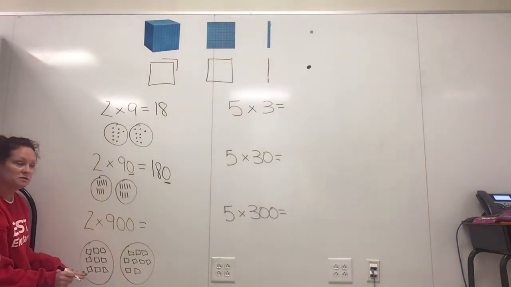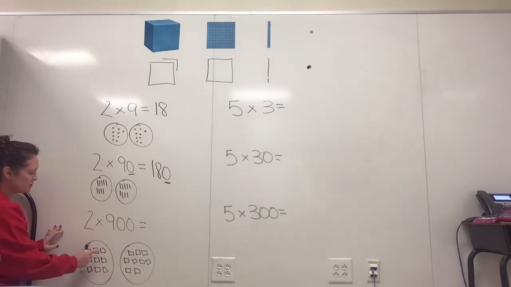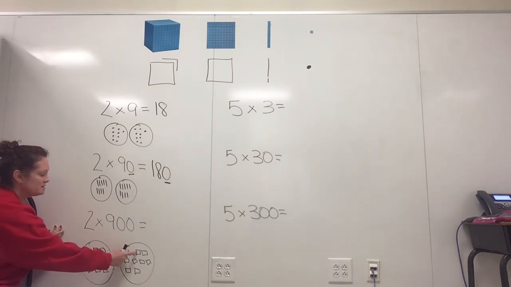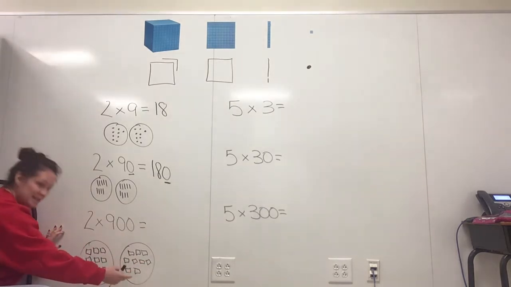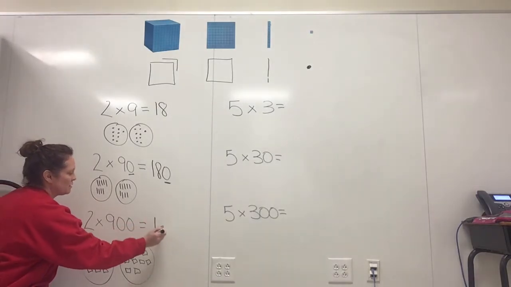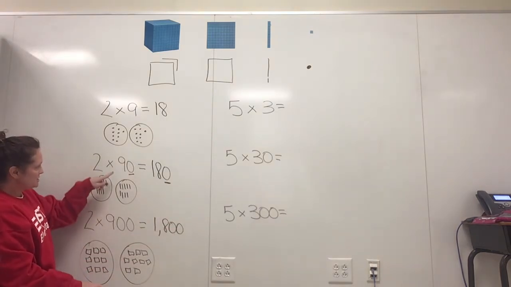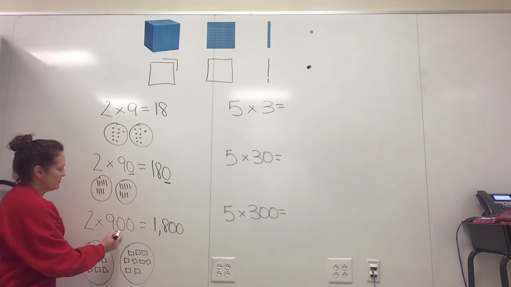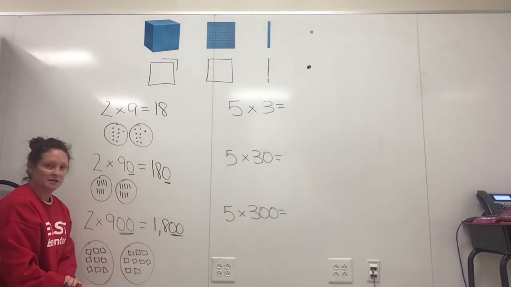All right, so I have two groups of 900. How many do I have all together? 100, 200, 300, 400, 500, 600, 700, 800, 900, 1,000, 1,100, 1,200, 1,300, 1,400, 1,500, 1,600, 1,700, 1,800. So 2 times 900 is 1,800. So you see, we increased our multiple of 10, right? And our product increased by a multiple of 10.